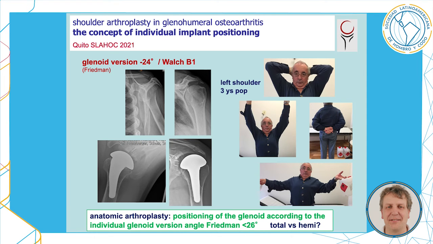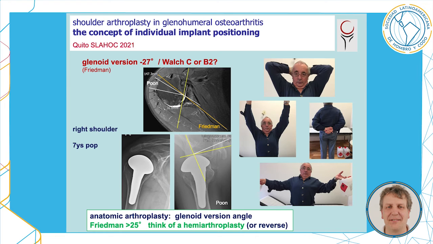This is an example for a glenoid version of 24 degrees retro and a Walch B1 glenohumeral imbalance 3 years after implantation of a total shoulder. He has a very good clinical result, and the balance of the humeral head is well centered on the glenoid. The same patient on the right side has a hemiprosthesis since 7 years. He has a retroversion of 27 degrees, a Walch C or an extreme B2 glenoid. Again, function is very good, and the centricity of the humeral head in the neoglenoid is maintained.